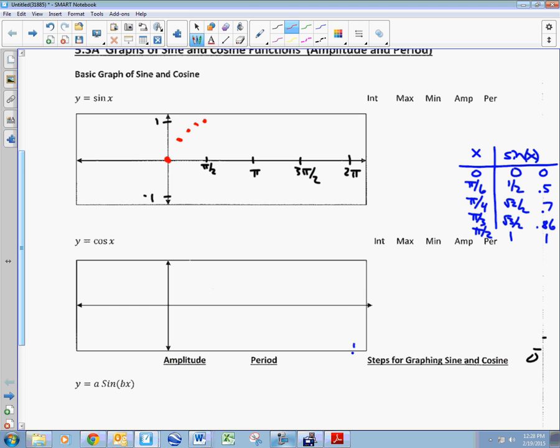0, 0. Pi over 6, 0.5. Pi over 4, 0.7, pi over 3, 0.86, pi over 2, 1. Got it?